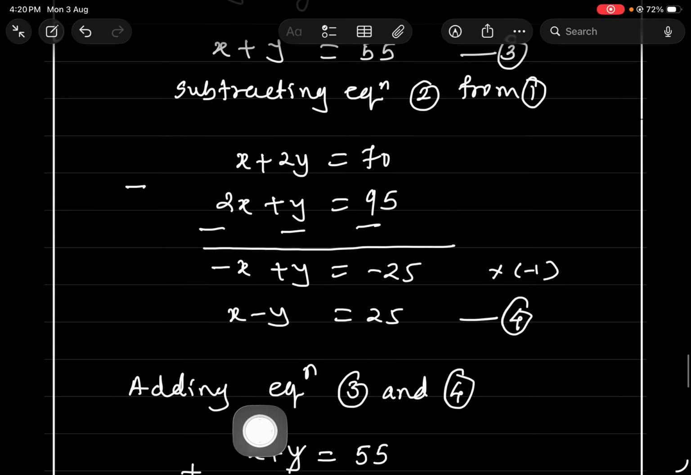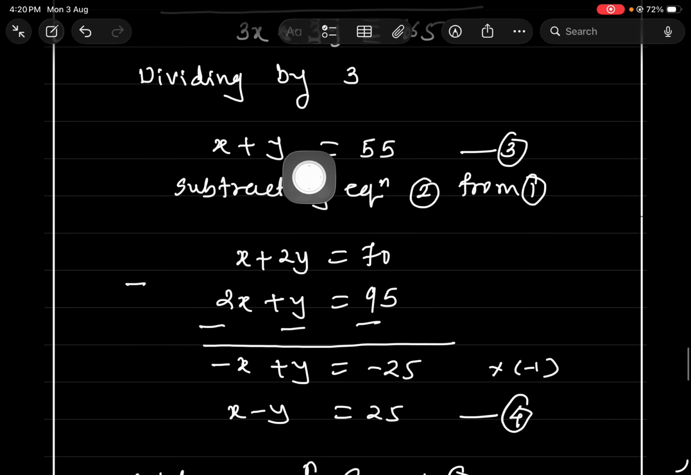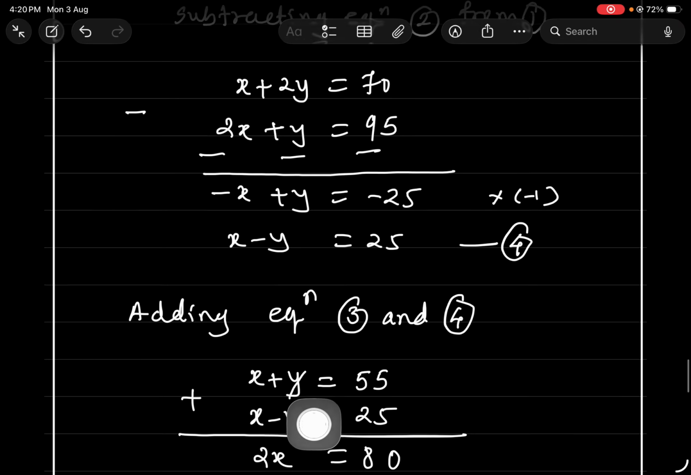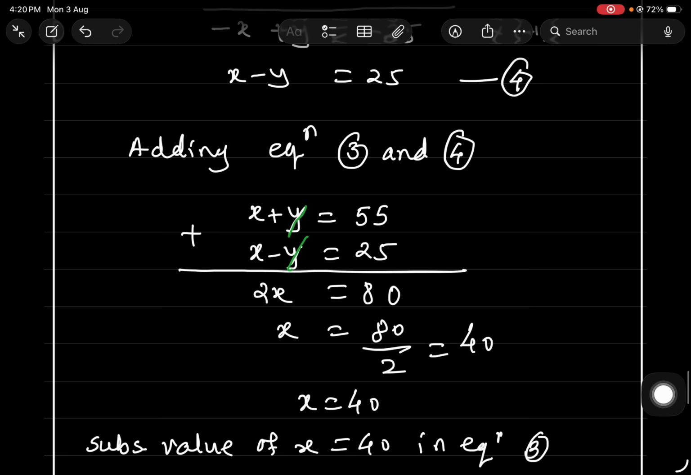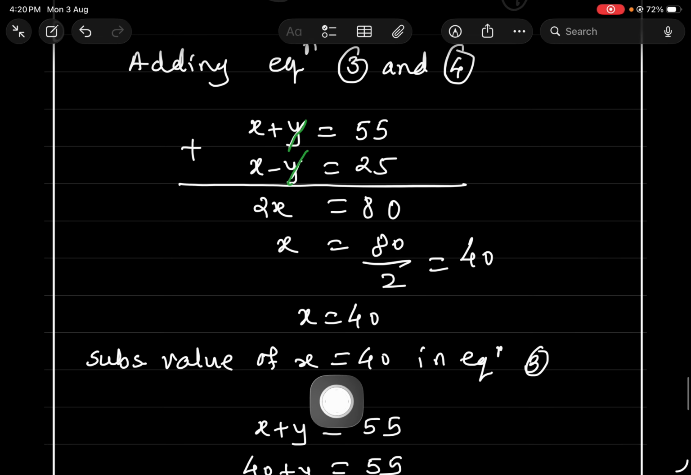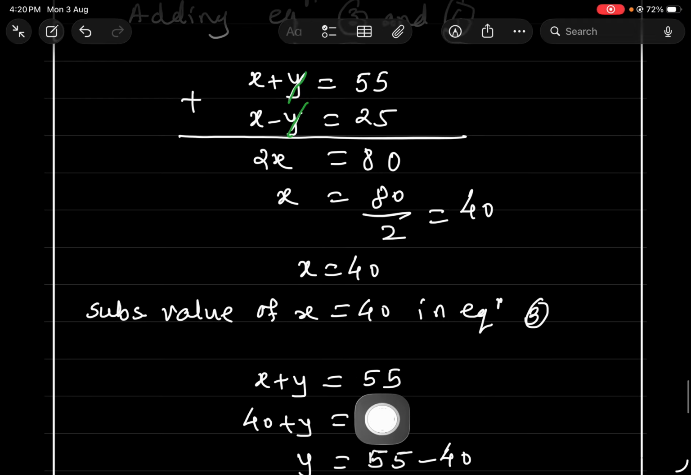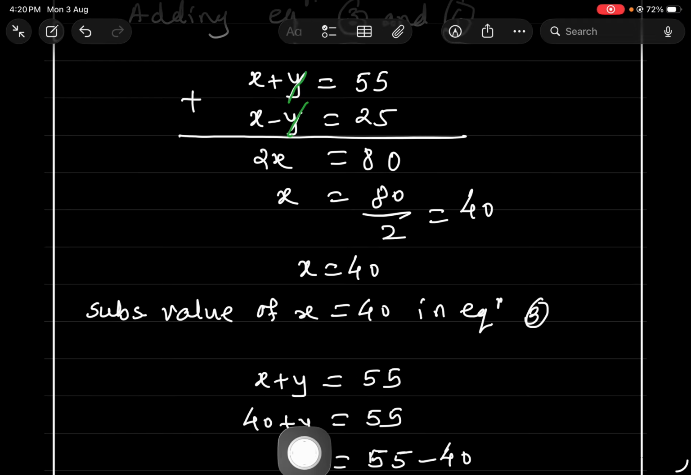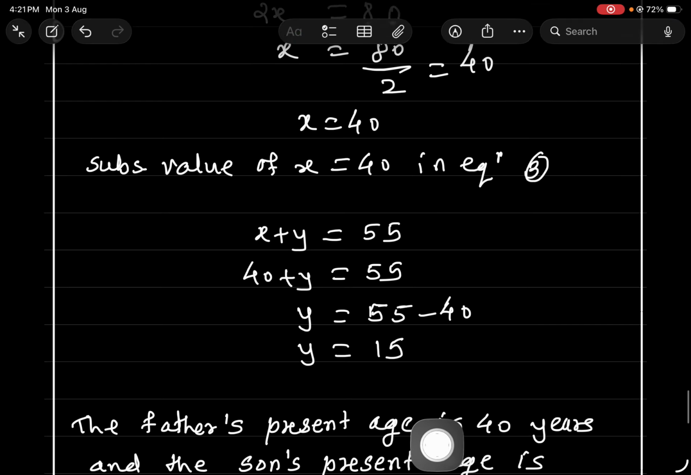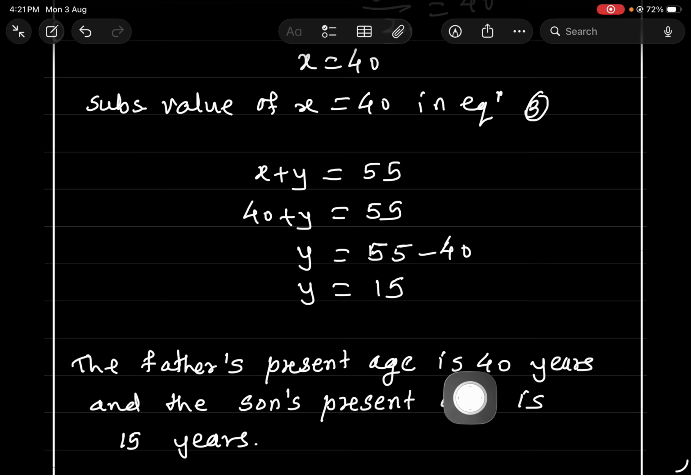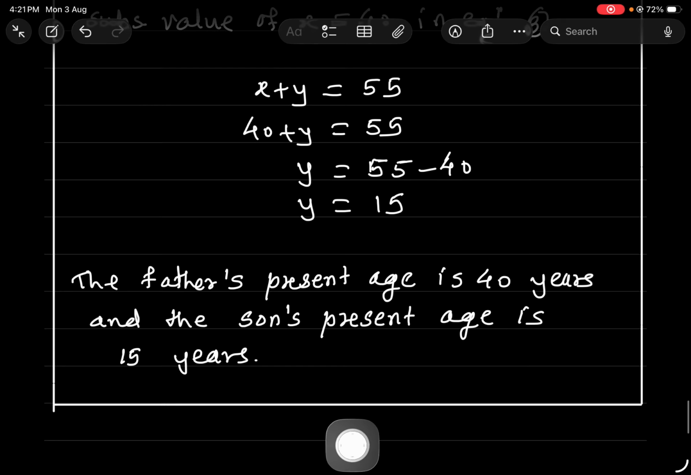So adding equations 3 and 4, see here x plus y and x minus y, these two. So x plus y equal to 55, x minus y equal to 25, y is eliminated, 2x equal to 80, x equal to 40. So substitute the value of x in equation 3, x plus y equal to 55, x is 40, 40 plus y equal to 55, y equal to 55 minus 40, so y equal to 15. So father's present age is 40 years and the son's present age is 15 years.